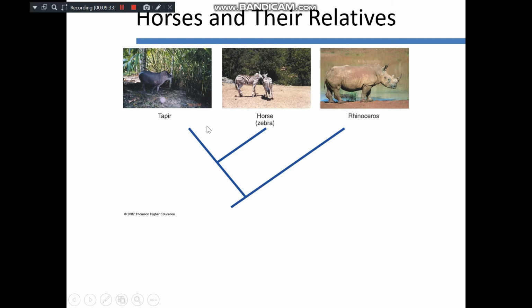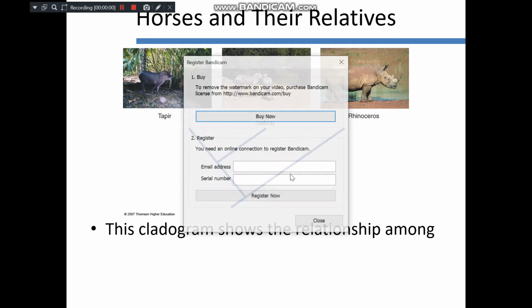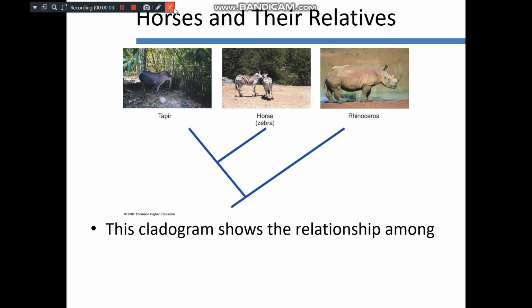To give an example, see, this must be a common ancestor. From there, two lines evolved. One line gave rise to rhinoceros, and the second line gave rise to horse, zebra and tapir. Again, somewhere there, one line diversified into horse and zebra, another into tapir. Somewhere here again, horse and zebra got separated. So all these things are very well documented with the help of the fossils. This is the cladogram showing the relationship.